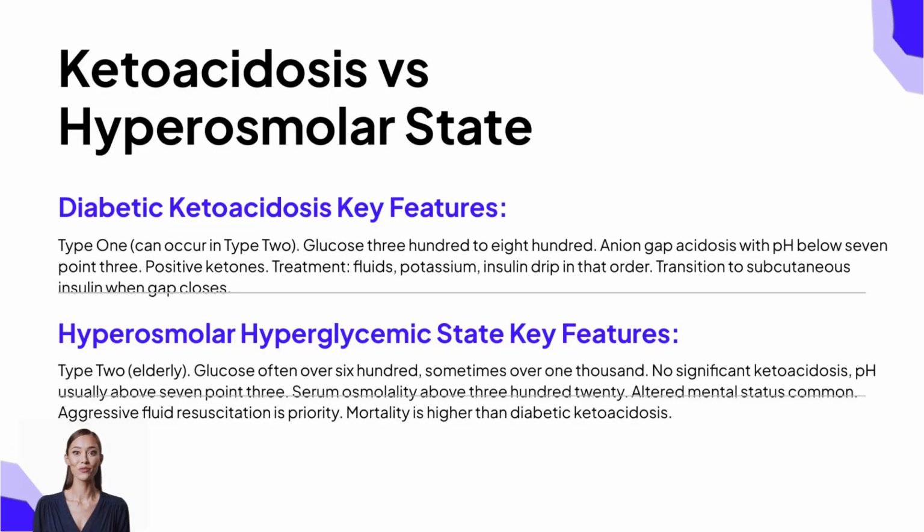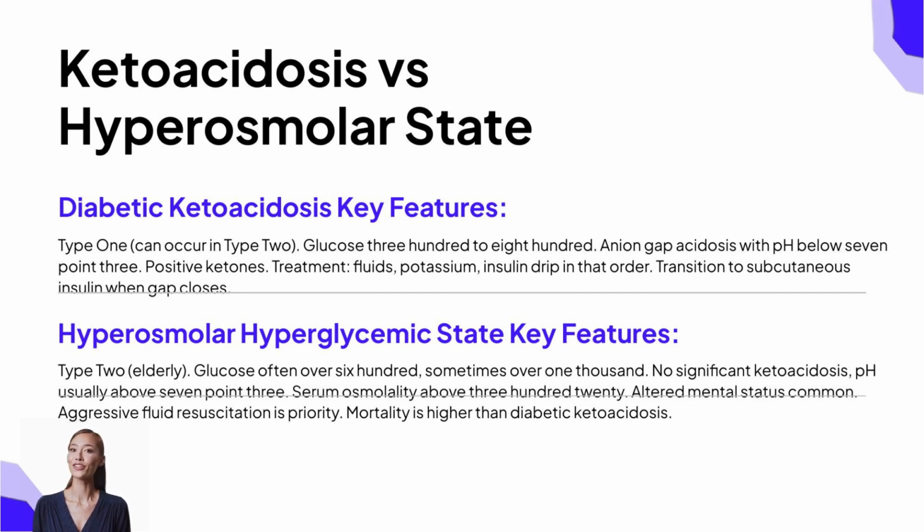This is one of the most commonly tested comparisons on the board exam. You need to be able to distinguish diabetic ketoacidosis from hyperosmolar hyperglycemic state. Here is how to approach it on test day. If the question gives you a young type 1 patient with an anion gap acidosis, positive ketones, and a pH below 7.3, that is diabetic ketoacidosis. The glucose is usually in the 300 to 800 range.